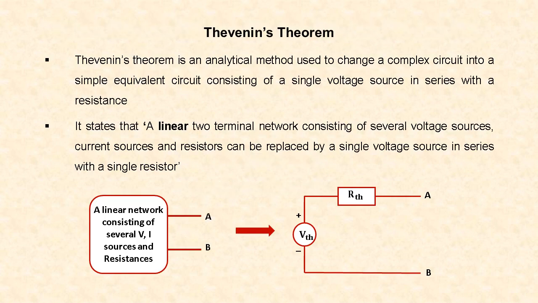In this video, we are going to see about Thevenin's theorem. It is an analytical method used to change a complex circuit into a simple equivalent circuit consisting of a single voltage source in series with a resistor. Thevenin's theorem states that a linear two-terminal network consisting of several voltage sources, current sources and resistors can be replaced by a single voltage source in series with a single resistor. This voltage source is called Thevenin's voltage and the resistance is called Thevenin's resistance.